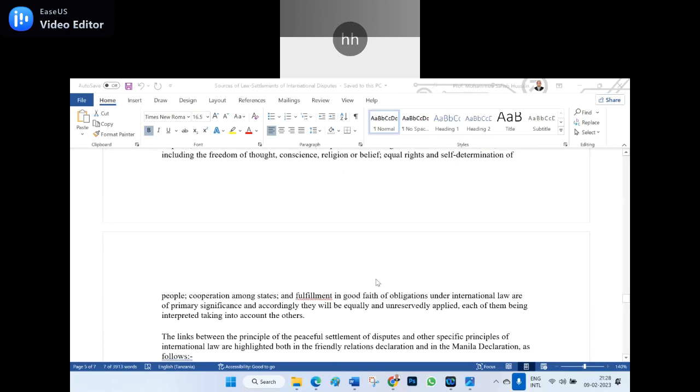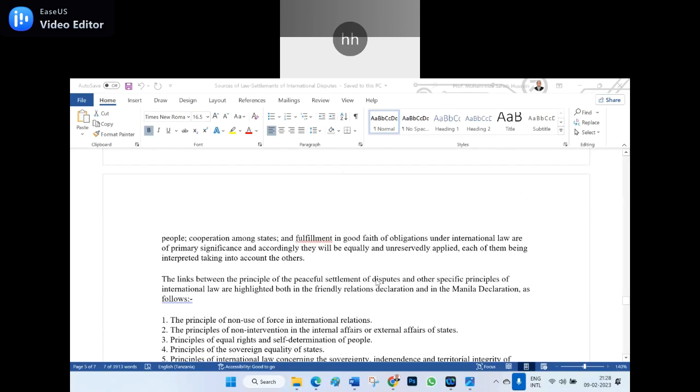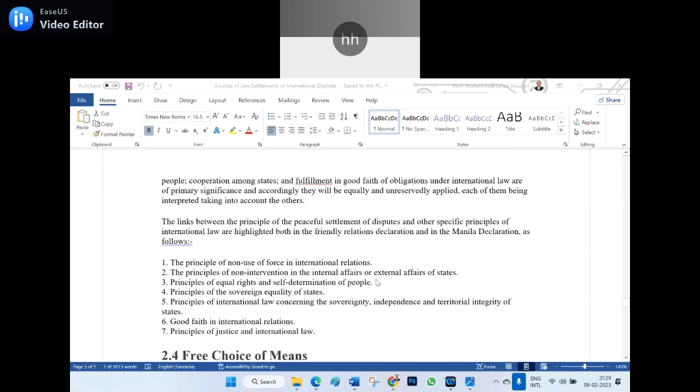So, now we can go to the links between the principle of the peaceful settlement of disputes and other specific principles of international law highlighted both in the Friendly Relations Declaration and the Manila Declaration. And we already dealt with the Manila Declaration for resolving international disputes. So, the Manila Declaration is as follows, and they have given the characteristics or features of the Manila Declaration.